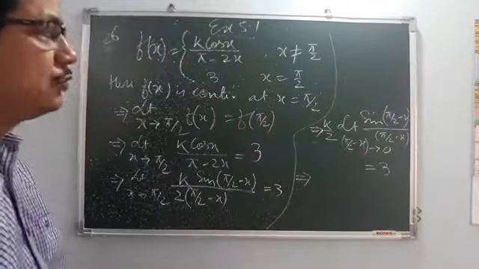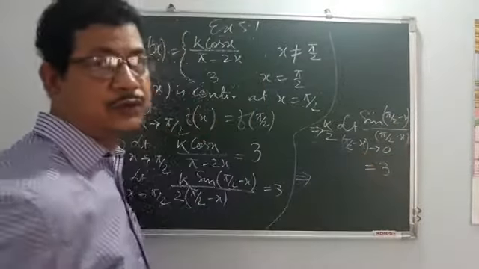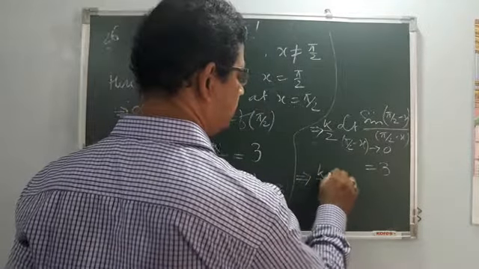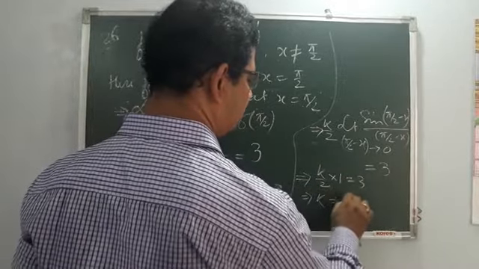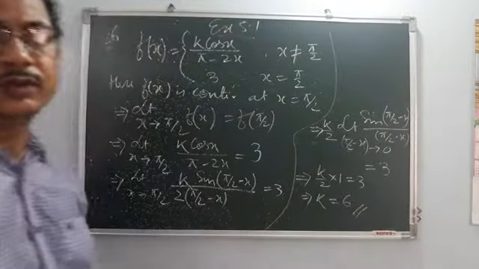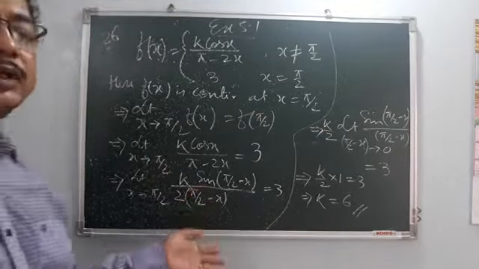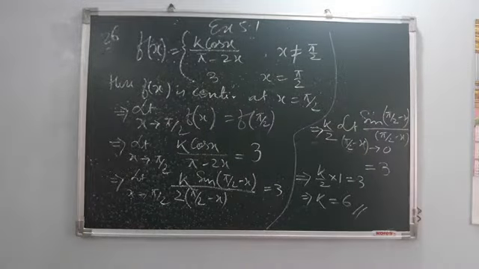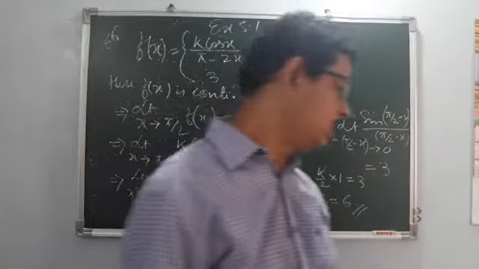Now see, this is limit sine theta by theta when theta tends to 0. This formula, of course, is 1. So k by 2 into 1 is equal to 3. If I do the cross multiplication, it gives the value 6. They have given that it is continuous, its continuity formula we have applied, and we achieve the value of k. So this is our question number 26.